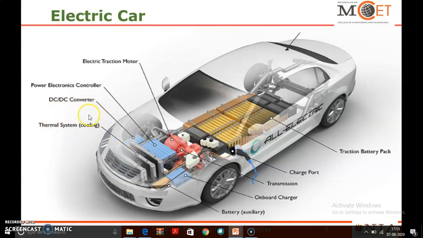This is the thermal cooling, which is used to compensate for the heat generated during the operation of the electric car. Next is the battery. We know that it is used to store the energy and to deliver the energy whenever the electric motor requires electrical input for its propulsion or mobilization.